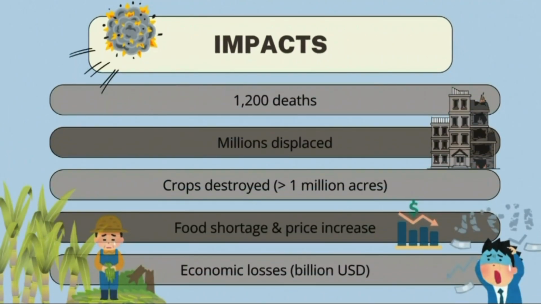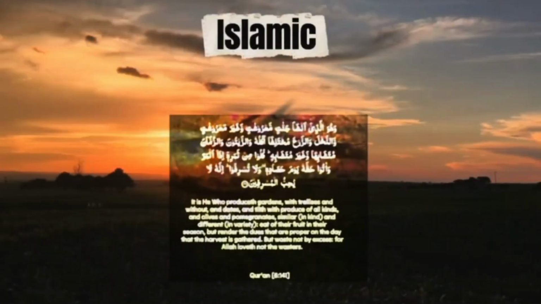Next, we move to the impacts of this flood. More than 1,200 people lost their lives and millions were displaced from their homes. In agriculture, over 1 million acres of crops were destroyed, leading to food shortages and rising prices. Economically, Pakistan suffered billions of dollars in losses, showing that this disaster has long-term effects on national development.